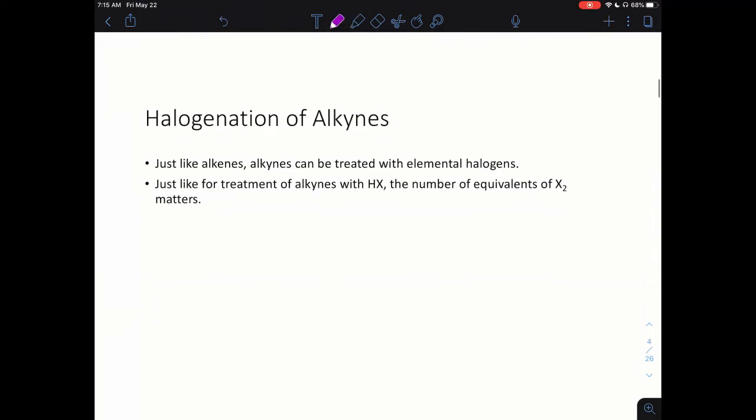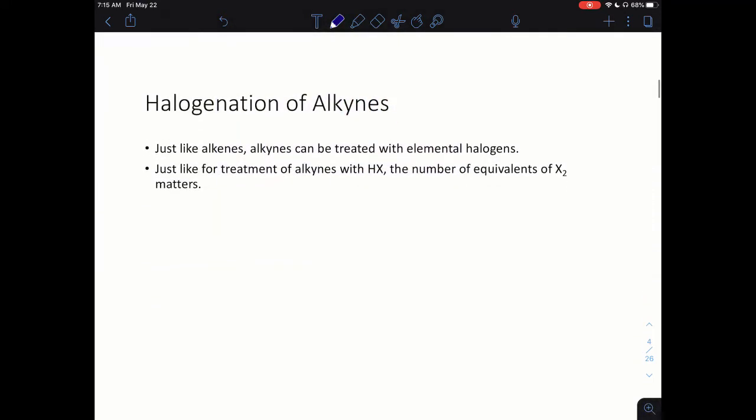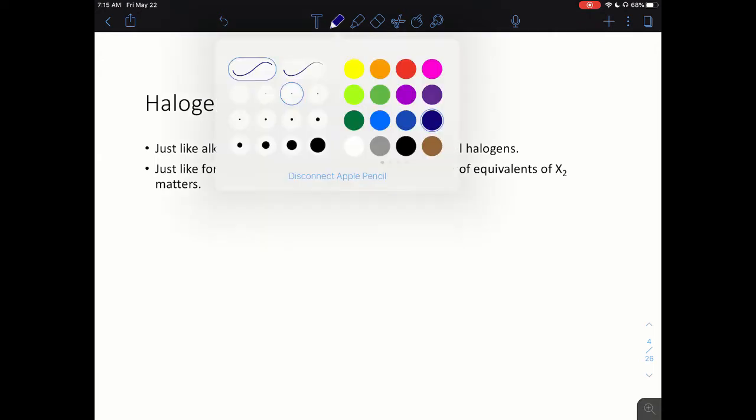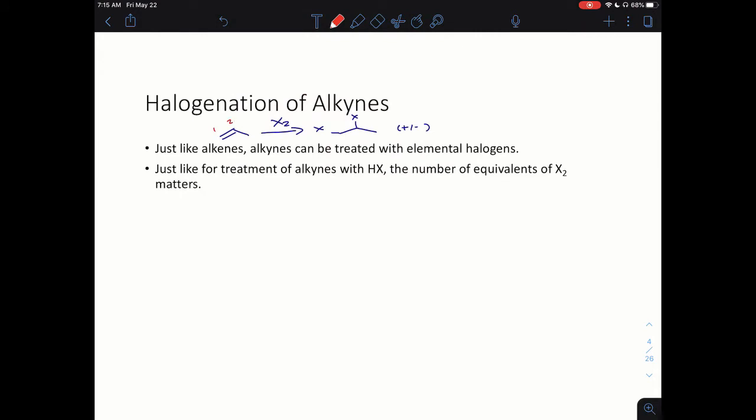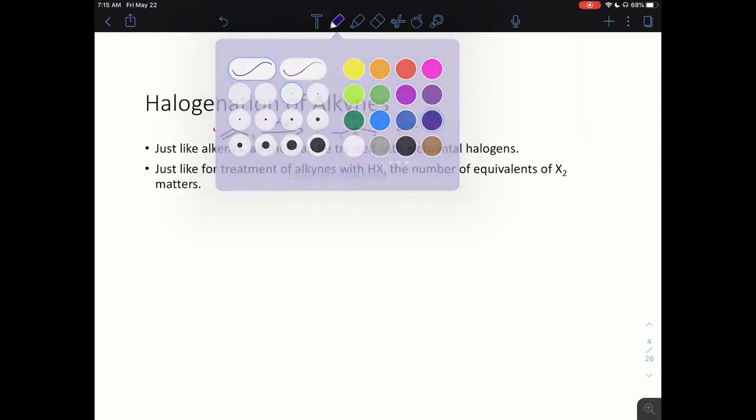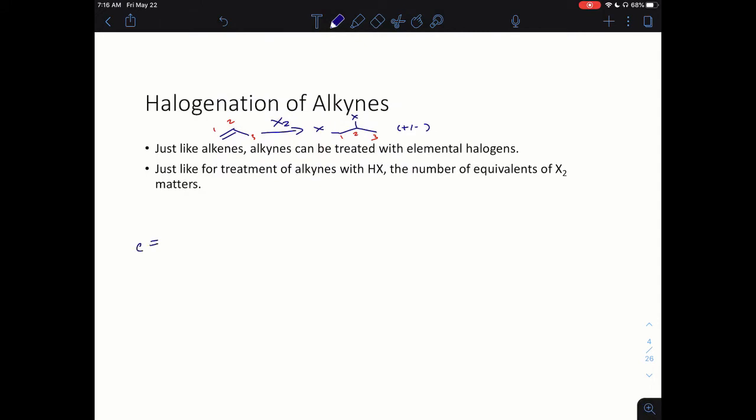Let's move on to the new reactions that we're going to learn today. Just like alkenes, alkynes can be treated with elemental halogens. For alkenes, we observed addition of X2 across the two carbons of the alkene. What do you suppose we will observe for halogenation of alkynes?